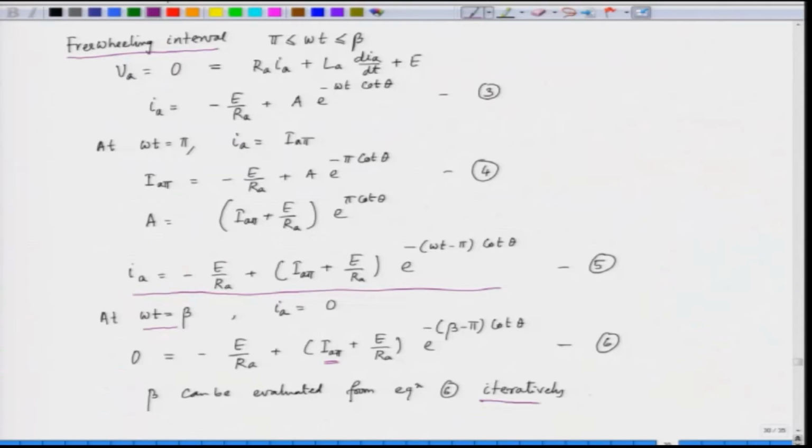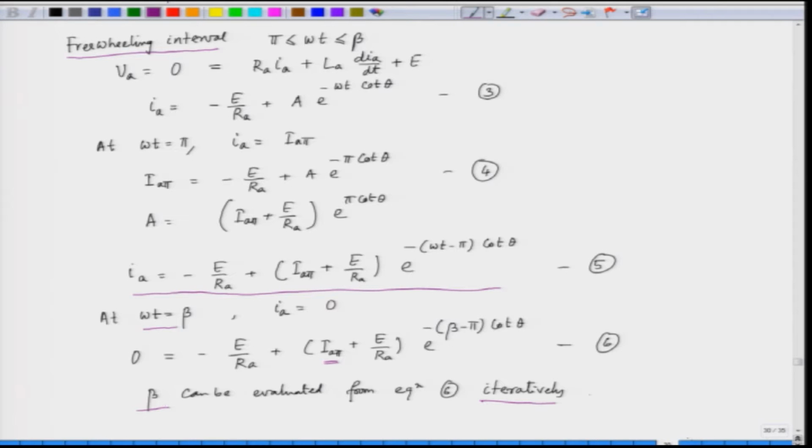We want to evaluate at what point the current comes down to 0. So, that cannot be evaluated in a closed form solution. So, the value of beta has to be found out iteratively. So, this equation 6 has to be solved iteratively to find out the value of beta.